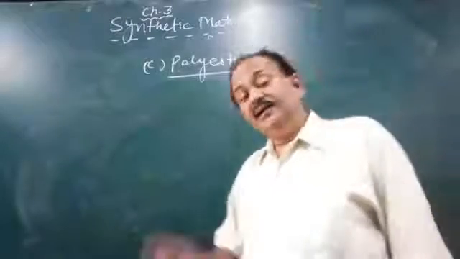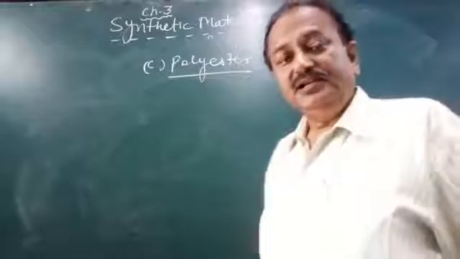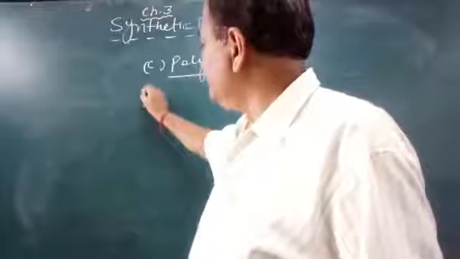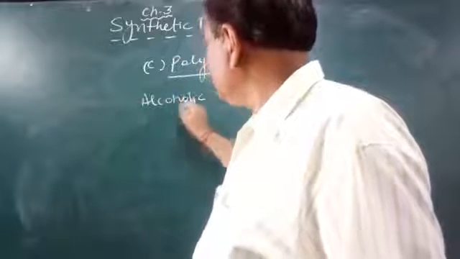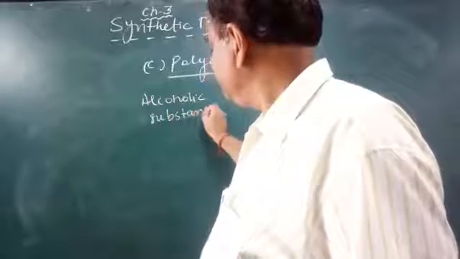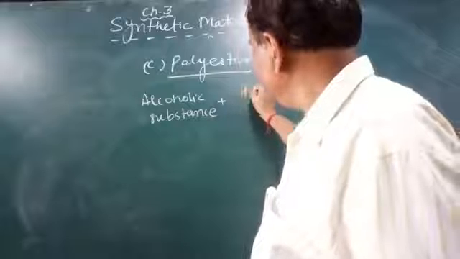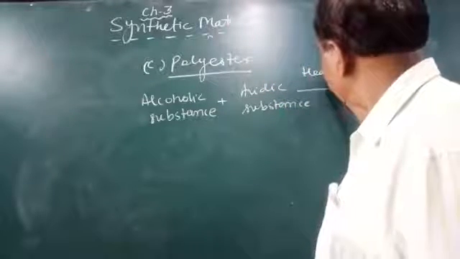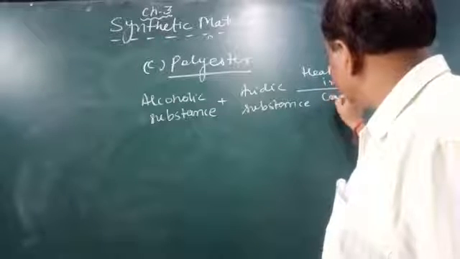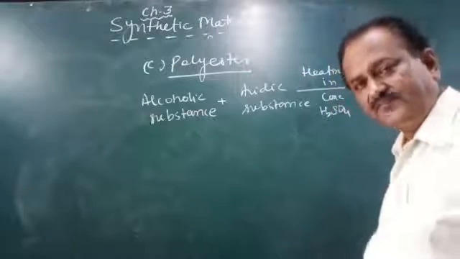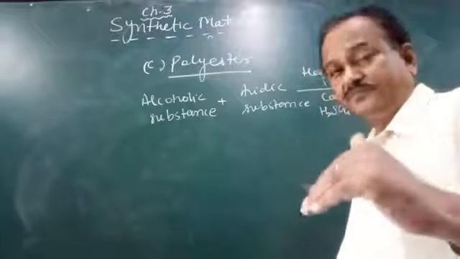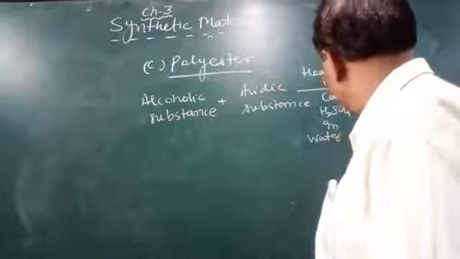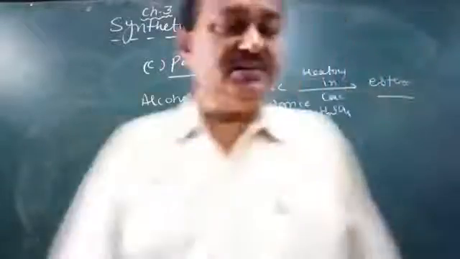About the polyester. So again see, poly means many and ester. So esters are also organic compounds, and esters are made by taking alcoholic substance plus acidic substance, and on heating in concentrated sulfuric acid, heating at just low temperature, they should not boil, just we have to warm it in water. So there is formation of ester.